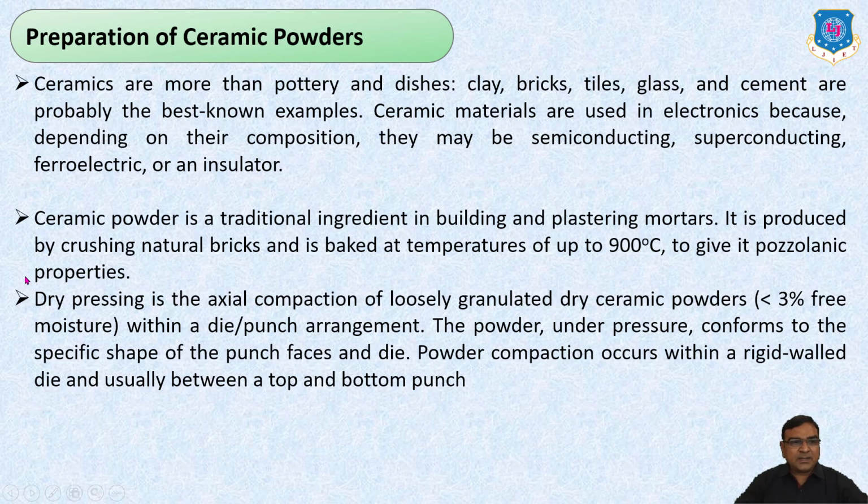to give it pozzolanic properties. Dry pressing is the axial compaction of loosely granulated dry ceramic powders with less than 3% free moisture within a die and punch arrangement. The powder under pressure conforms to the specific shape of the punch faces and die. Powder compaction occurs within a rigid walled die and usually between a top and bottom punch.